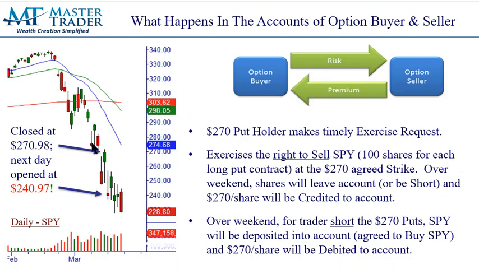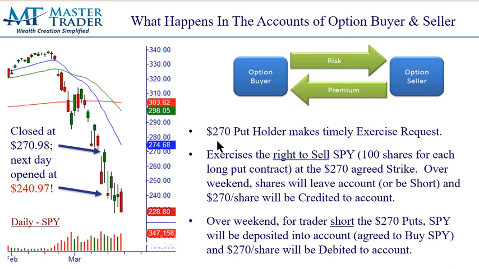Let's continue. This is the daily chart now. I showed you the intraday charts. So it closed at 270.98, as I showed you. The next trading day, look at this. It opened, so that's the close. This is the open at 240.97. Folks, $30 lower it opened.